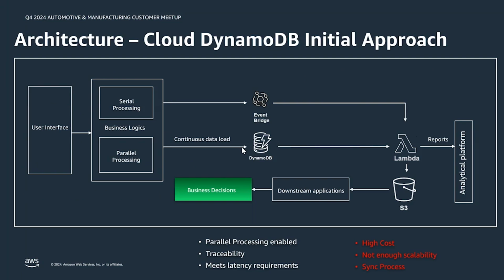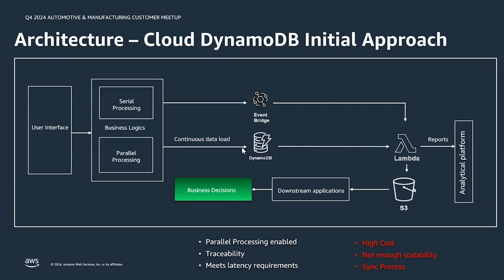And then the data goes to Lambda, right? Lambda reads the data, and then it generates a report, where the reports are stored in S3. And from there, the downstream applications consume them and the business decisions are made. So here we solved a number of problems. For example, one of the primary problems we solved is parallel processing, right?